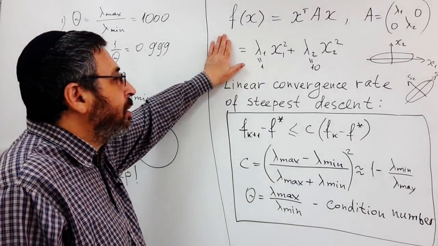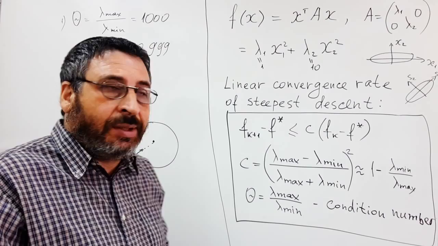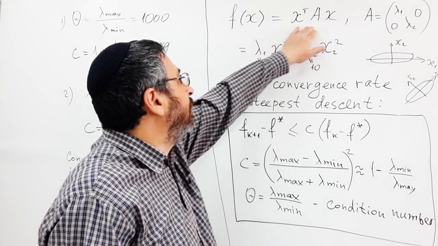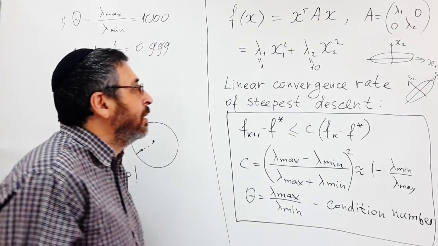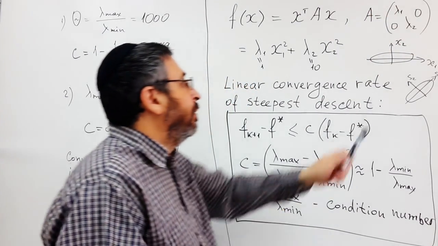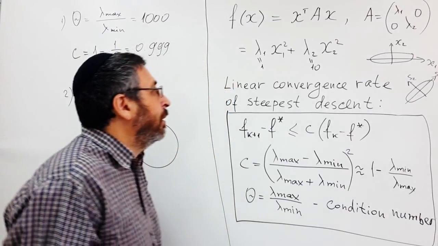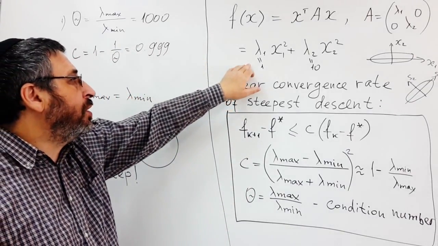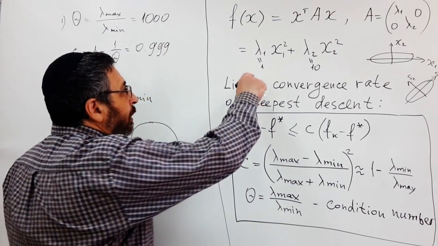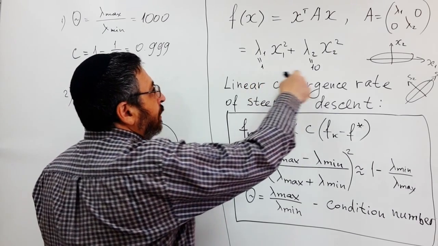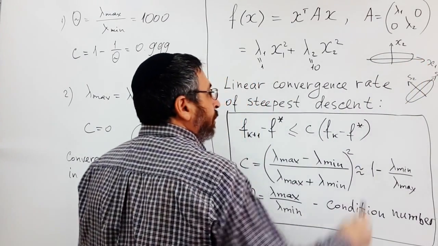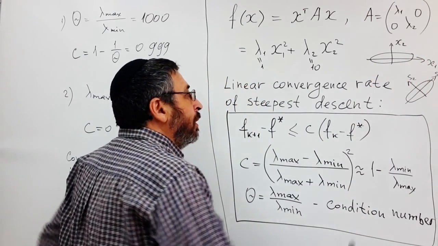Now, let us talk about convergence rate quantitatively. Suppose, for simplicity, that our function is just the quadratic form x transpose A x, and for the beginning we even assume that A is a diagonal matrix with lambda 1 and lambda 2 on the diagonal. In this case, our function is just lambda 1 x1 squared plus lambda 2 x2 squared. And when lambda 1 is small and lambda 2 is large, the level set of the function will look the way we showed in the first part.